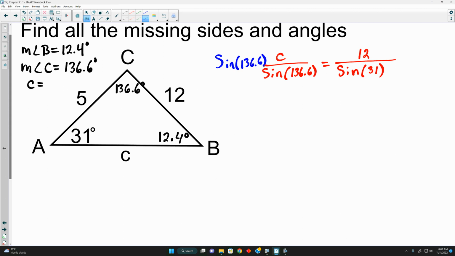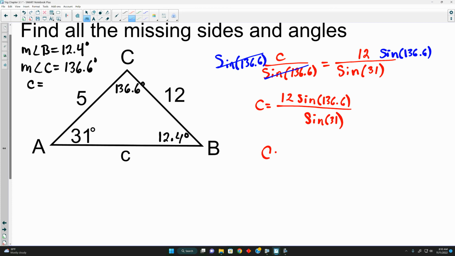And lastly, we're going to multiply both sides by sine of 136.6. These here will cancel, telling us C is equal to 12 sine of 136.6 degrees over sine of 31. And if we round to the nearest tenth, it's just going to be 16.0.